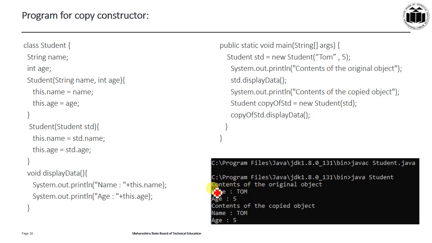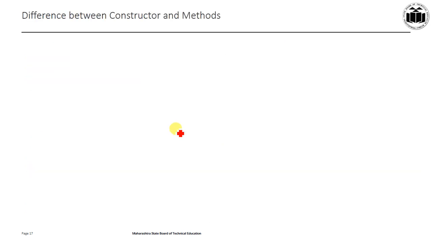So here as output you can see that when we create an object std and by using std we call the method display data, we will get the name and age value as Tom and 5. We pass the previously created object as a parameter in the second constructor, which makes a copy of std. And by using this object, we call the display data method again. So the same value will get displayed over here. So this is called a copy constructor.